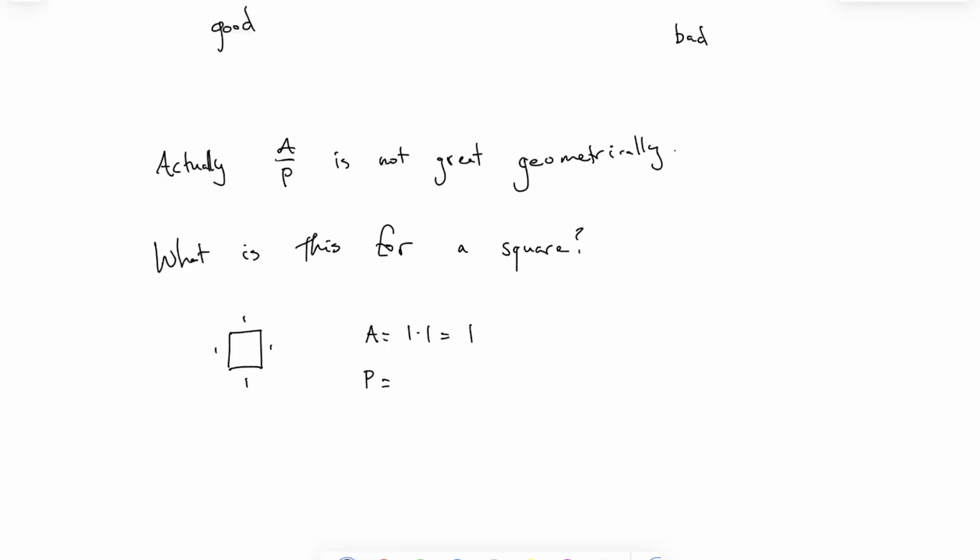And the perimeter, I hope everybody remembers, the word perimeter means the total distance around the outside edge. Anybody think you can say? Show me the fingers for the perimeter here. I see some fingers. Some of you have not gotten your fingers out yet today. It's 4, right? That's just the total distance around the square. All right, so the area divided by the perimeter here would be 1/4, right?